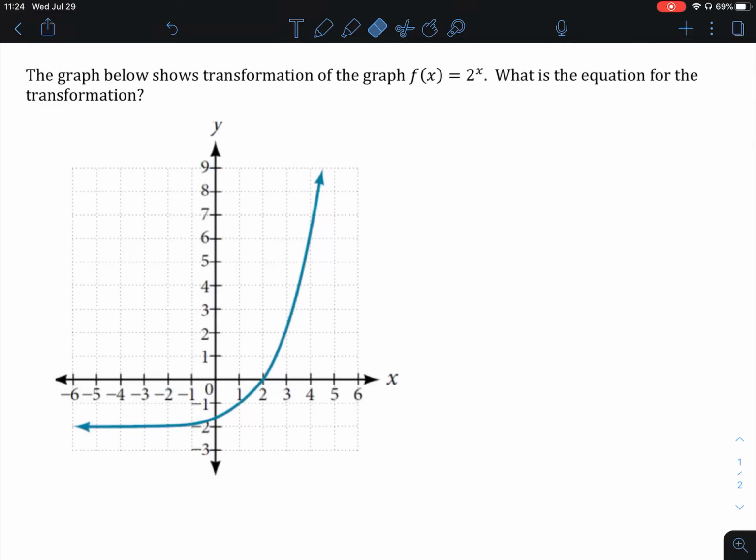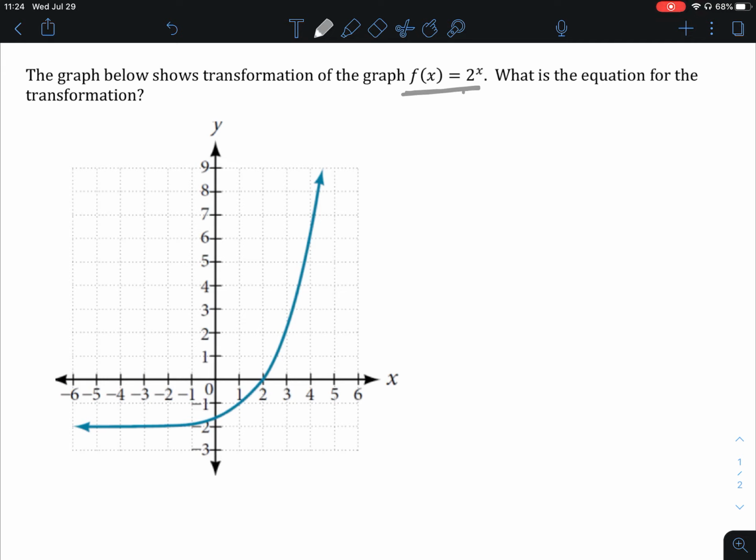Let's take a look at this question, which gets at transformations of exponential functions. So we've been given a graph shown on the screen here of a function, and all we know is that it's a transformation of f of x equals 2 to the x. So this would be considered our base graph, and then the graph that's shown is a transformation. So we need to determine what is the equation of the graph we've been shown.